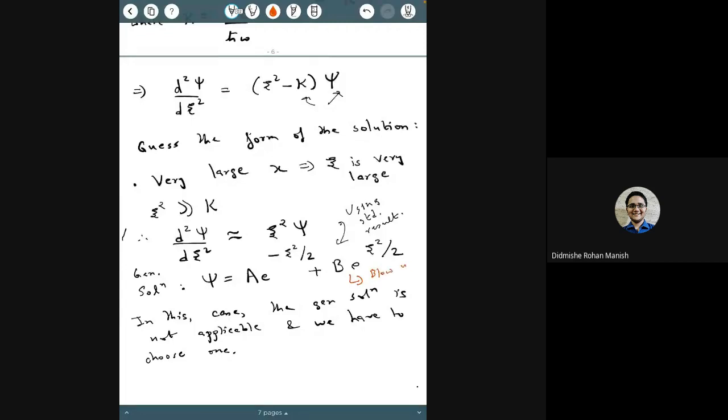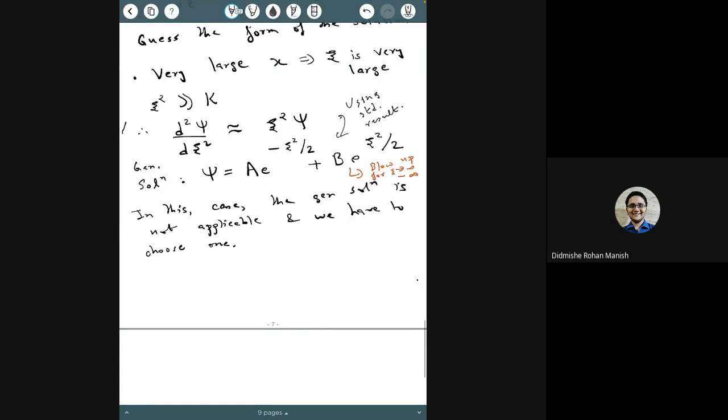This one will blow up for xi going to infinity or minus infinity, because it's xi square. So the second one is never valid. So we know it's only the first one which can be valid. Okay. So I was not careful. I hope you got that. Okay. So we have to choose one.